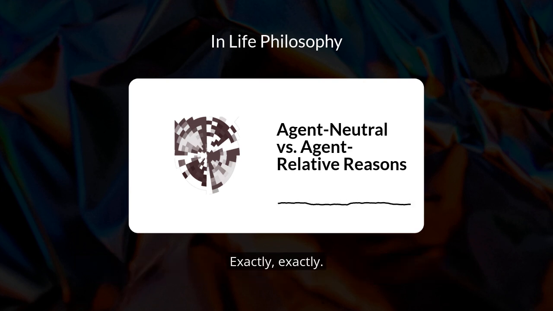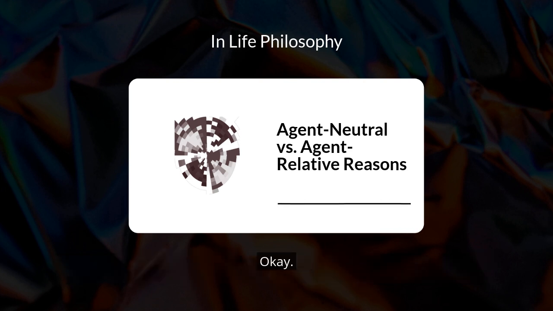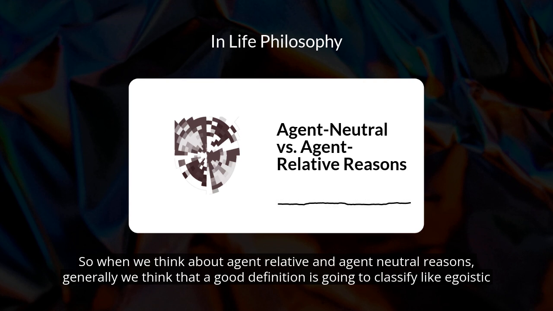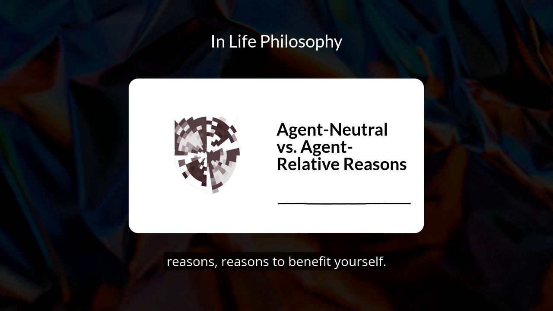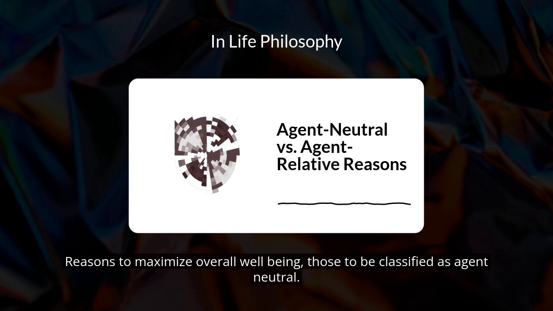Exactly. But the SEP points out that there is a pretty significant problem for this perspective-based approach. It has to do with a really basic litmus test. When we think about agent-relative and agent-neutral reasons, generally we think that a good definition is going to classify egoistic reasons, reasons to benefit yourself, as agent-relative. And we want utilitarian reasons, reasons to maximize overall well-being, to be classified as agent-neutral.